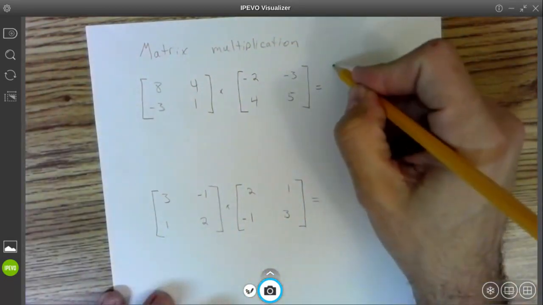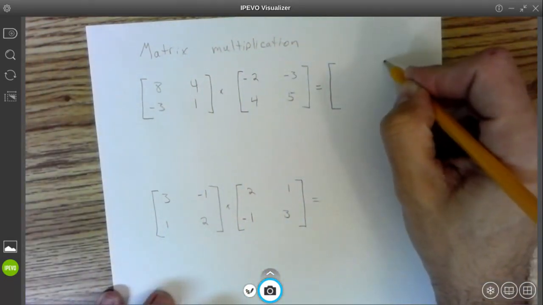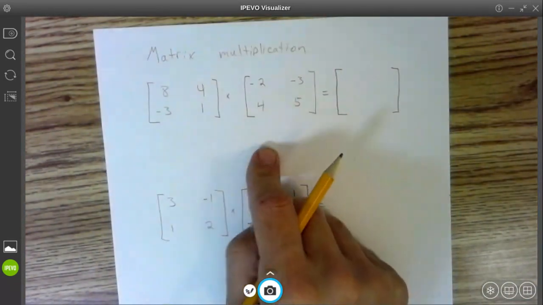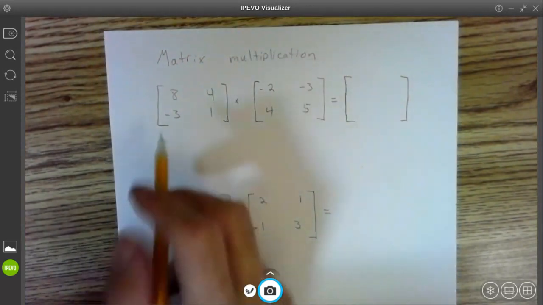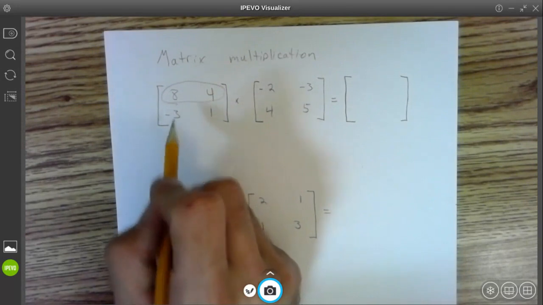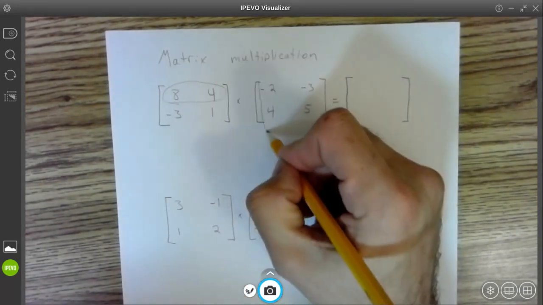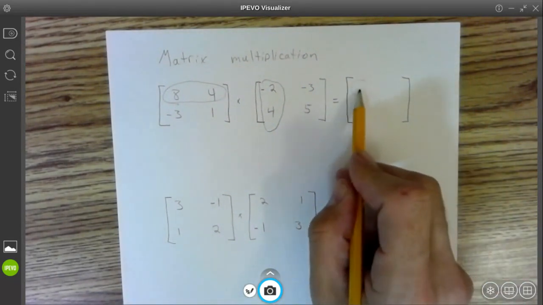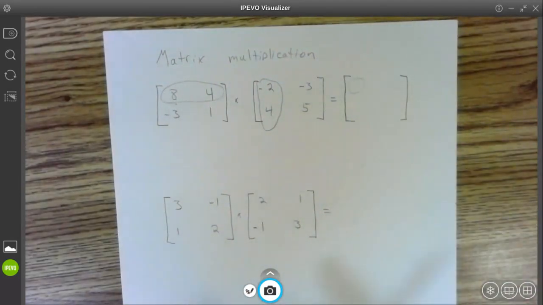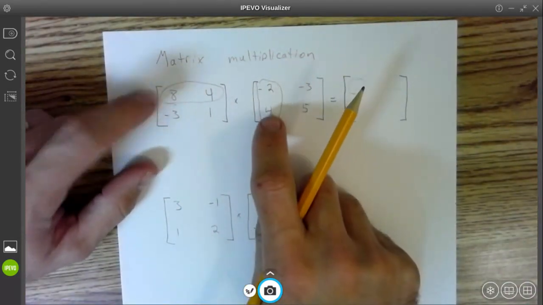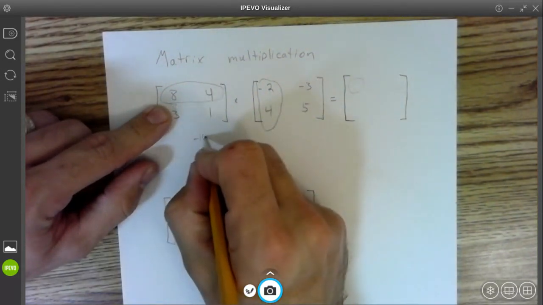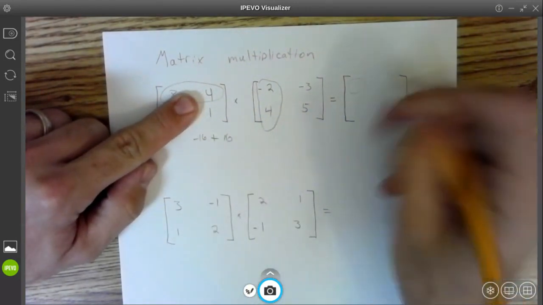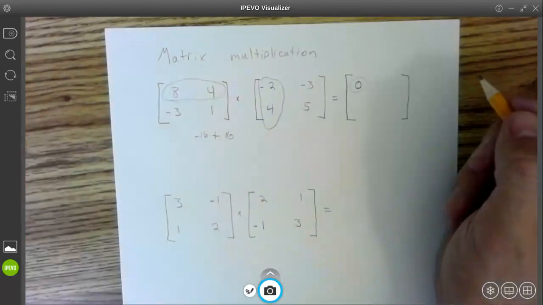Anyway, this is pretty simple. I think you'll be able to catch on pretty easily. These are going to be simpler matrices. For the larger ones, we're going to use a calculator. So here I go. I'm going to take row 1, and over here, column 1, and that's going to give me this position right here. Notice this is row 1, column 1 in our answer. So I'm going to do 8 and negative 2. That's negative 16 plus 4 and 4, and that's equal to 0. I'll put a 0 there.